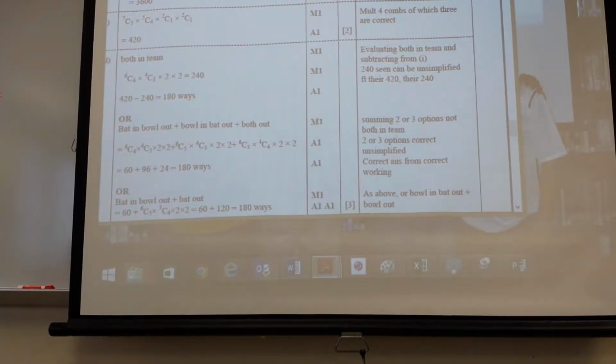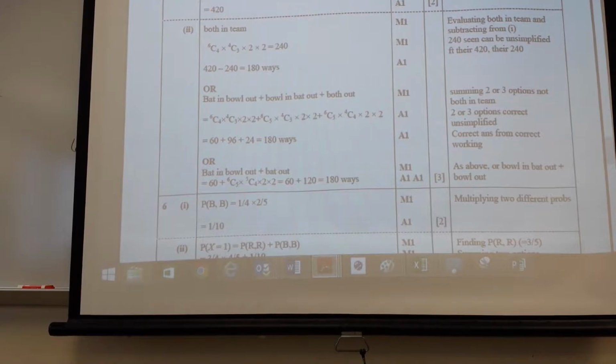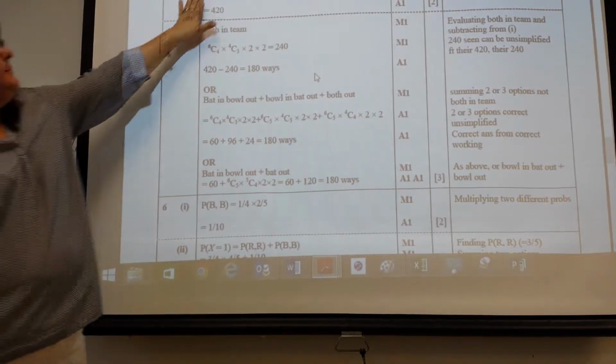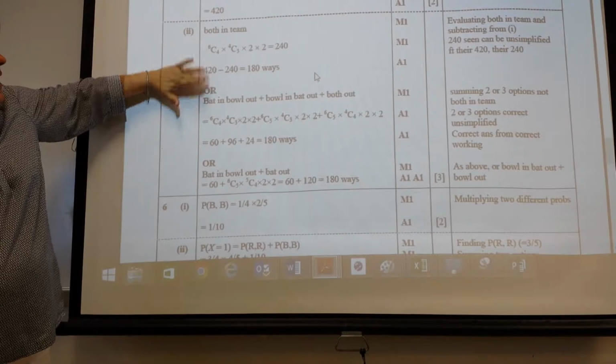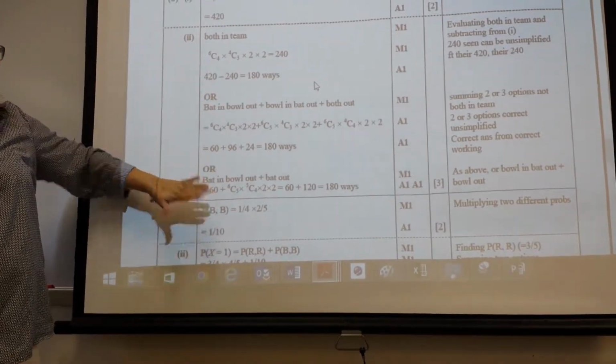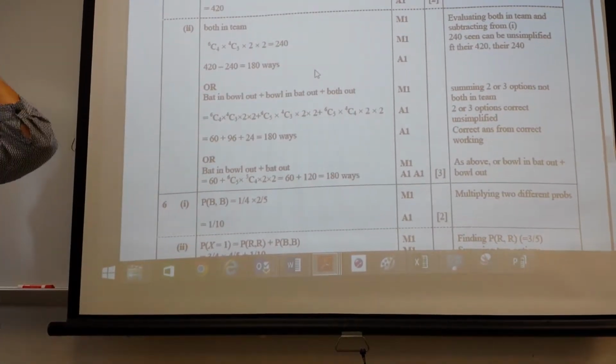Mark scheme. Say it again. The mark scheme. Yeah, I pulled up the mark scheme for you all. Okay, so this is the one we're looking at. I think we all understand this part. Now, this is done this way, or it could be done this way, or this way. So there are 3 different ways to attack this problem.